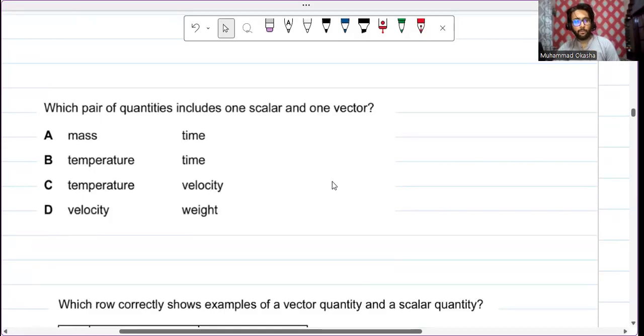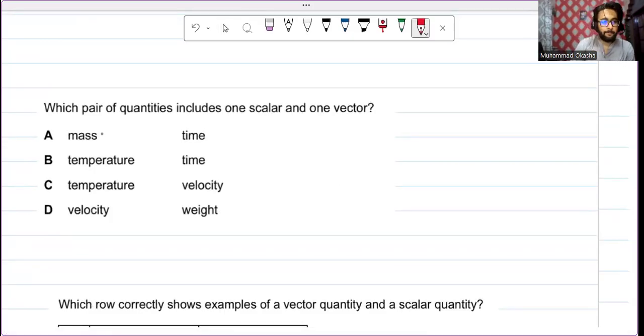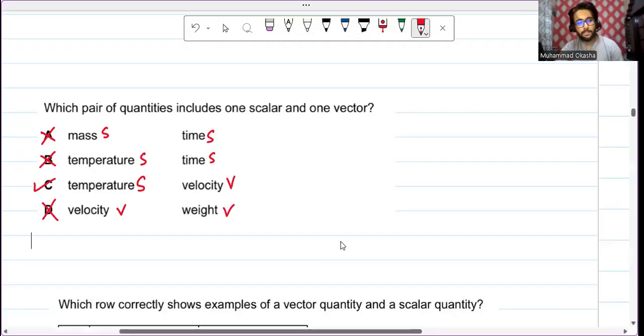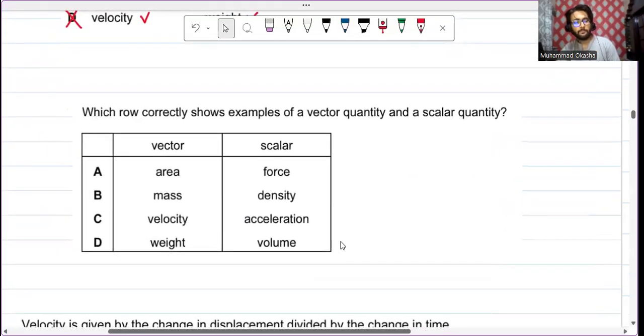Which pair of quantities include one scalar and one vector? This is a scalar, this is a scalar. We're looking for one scalar and one vector. I'll cross out A. Temperature and time are both scalar, so I'll cross out B as well. Temperature is a scalar, velocity is a vector, so C would be my answer. Velocity is a vector, weight is a vector, they're both vector quantities. I'll cross out D as well.